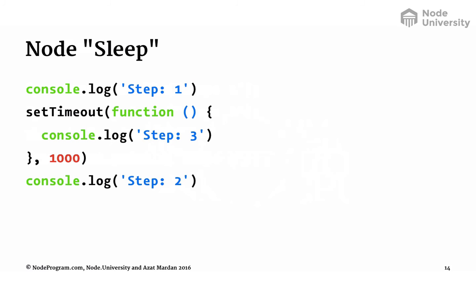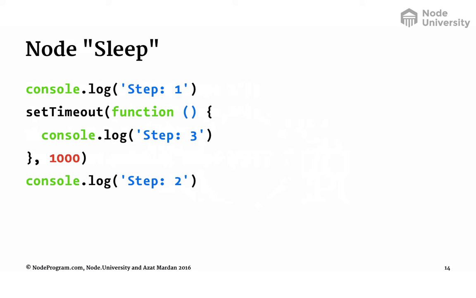Contrast that with this Node.js code. First we would see step 1, then we would see step 2. The statement console.log step 3 would be skipped. It would be scheduled in the future, and only after 1 second will it be executed.